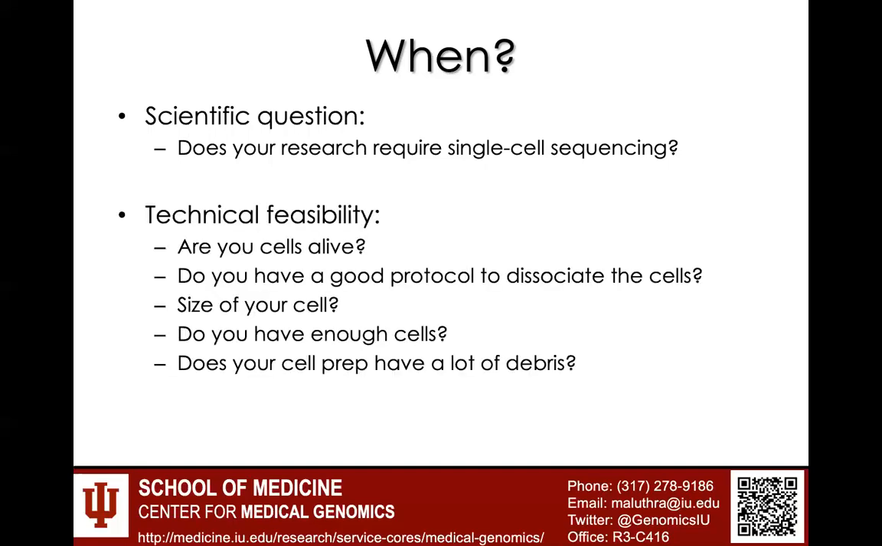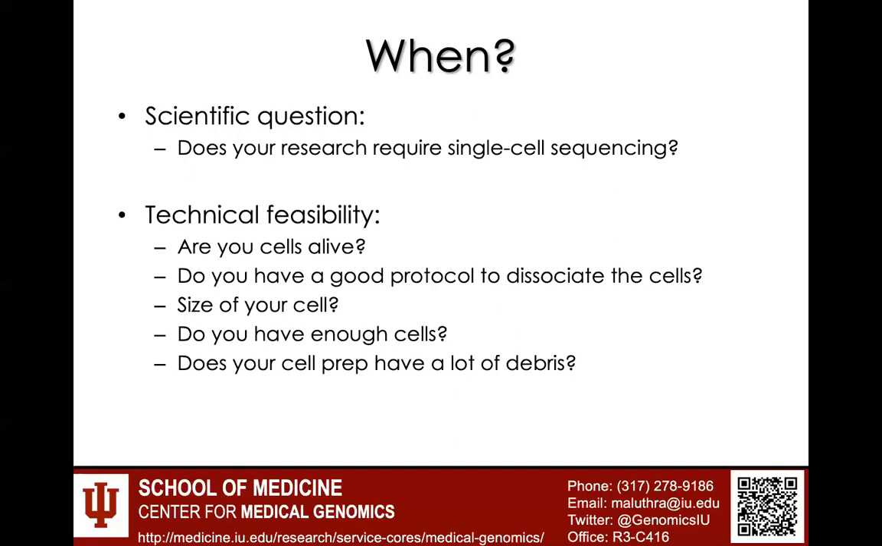The second thing you need to consider is technical feasibility. For example, are your cells alive? In most cases, we prefer to have cells that are healthy and very much alive. In that case, the data will be of high quality. But we also understand it's not always possible. If so, are there other ways that we can deal with it? For example, I showed you the nuclei sequencing on fresh frozen tissues.